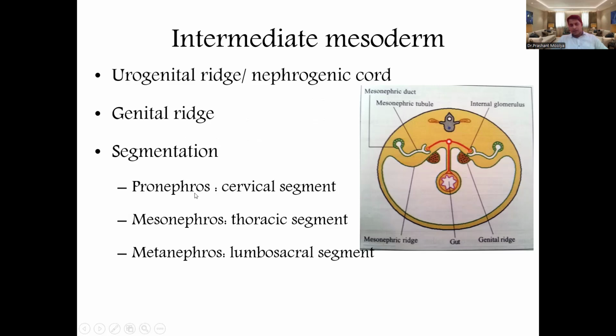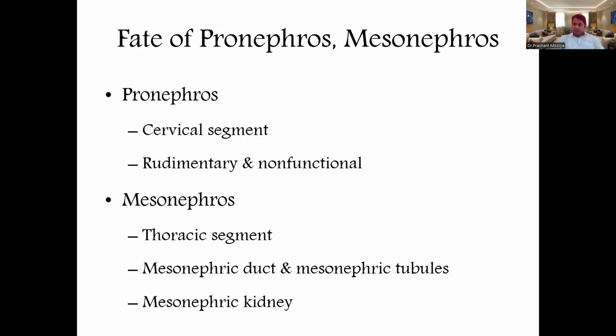I'll be speaking on this subsequently. So this segmentation, which is happening in the mesonephric ridge from cranial to caudal: the segment in the cervical region is said to be the pronephros. In the thoracic segment will be the mesonephros, and lower down in the lumbosacral segment will be the metanephros. We'll see the fate of each of these mesonephric ridge segments. As I said, the pronephros is present in the cervical segment, which is rudimentary and non-functional.